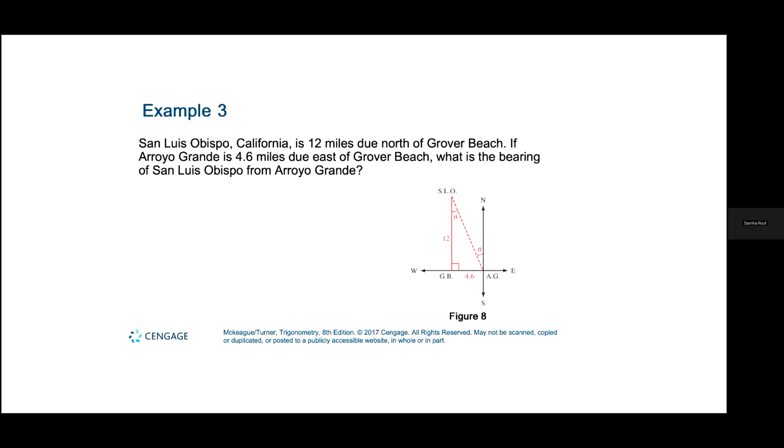So first thing we're given is that San Luis Obispo is 12 miles due north of Grover Beach. So Grover Beach is the starting point. And you have to go north of Grover Beach. So here's Grover Beach. And we're going 12 miles north. And we get to San Luis Obispo. So we have that. Okay.